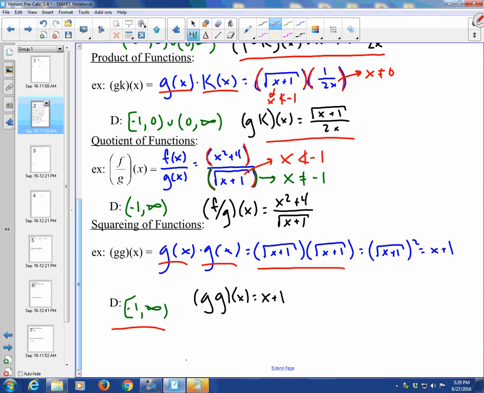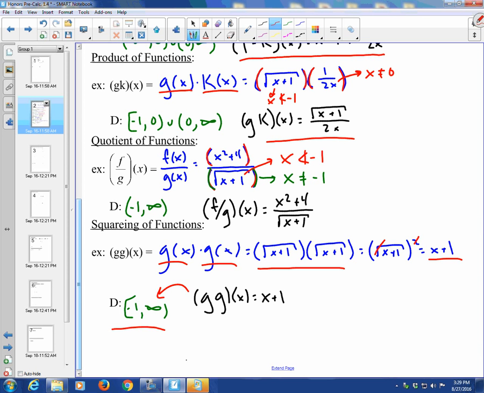But what happens when we simplify is that we've got the square root of x plus 1 times the square root of x plus 1, which is the square root of x plus 1 squared, and the square root and the square cancel out. And so right here what we end up with for the simplified version of our new function is just x plus 1, right? So what we would say is that this function, g times g of x, is x plus 1 on the given domain.